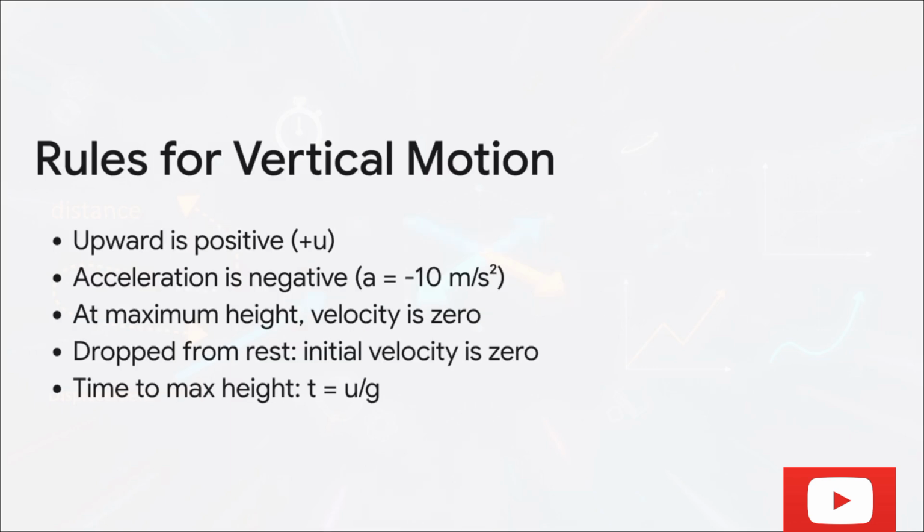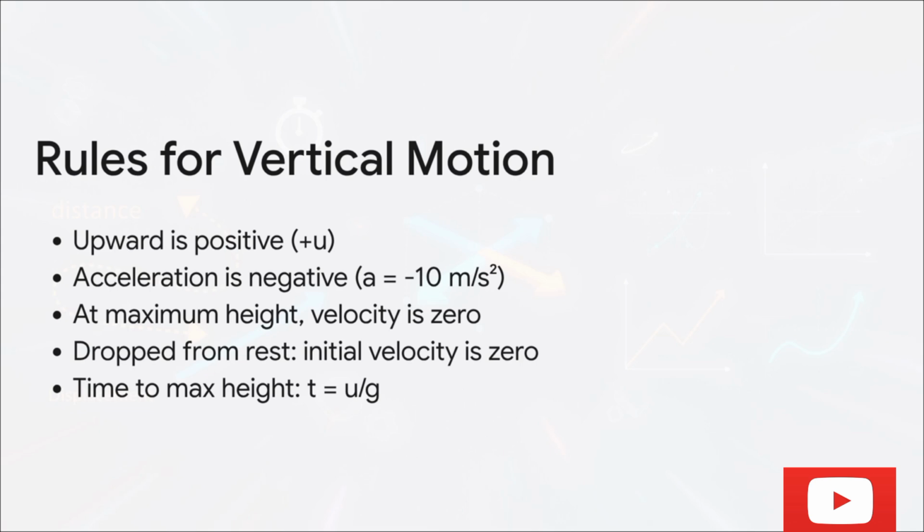So, what are the golden rules for tossing something, like your keys, straight up into the air? First, establish your direction convention. Let's take upward as positive. Because gravity always pulls down, your acceleration a is going to be negative 10 meters per second squared.